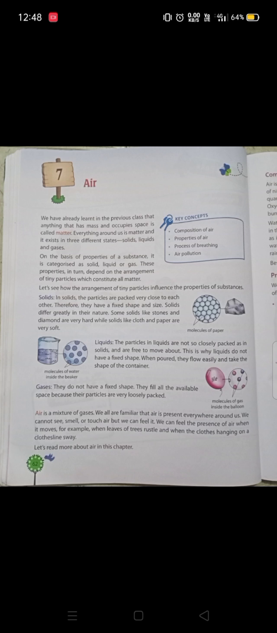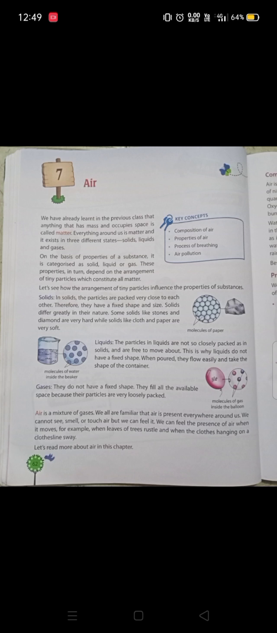So you can see here molecules of gas inside the balloon. You see how far they are. They are not close to each other. They are very far from each other and they can easily flow in all directions. Alright. So we talked about solids, liquids and gases. Okay. Now let us talk about air.